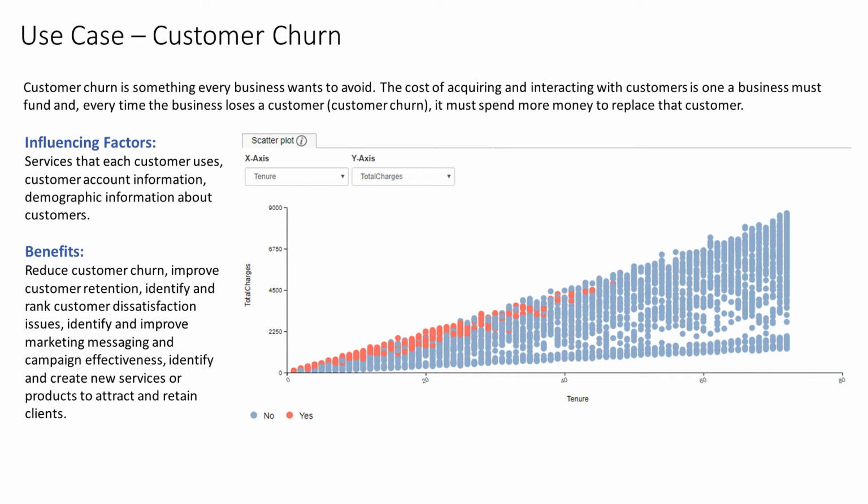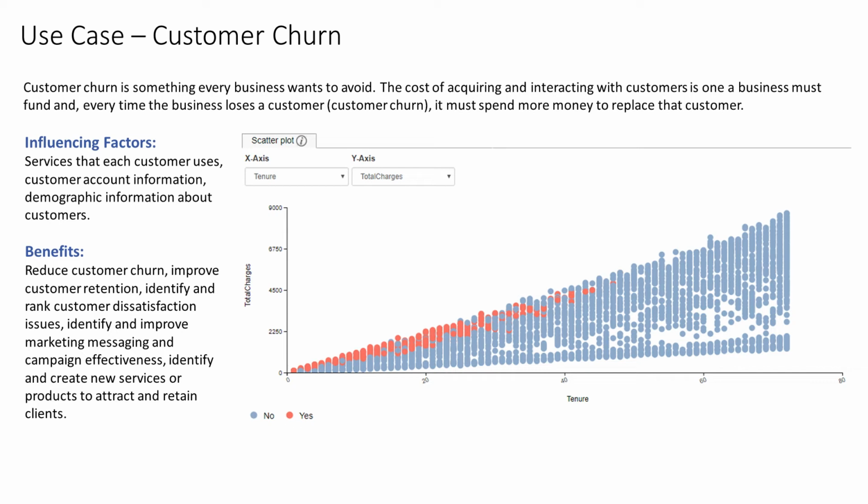You can alter marketing messages and campaigns to improve results and even create new products or services that will improve customer satisfaction and retention. Among the many considerations you might analyze for customer churn, your business use case might include services that each customer uses, like phones, the number of phone lines, internet services, online security, online backup, device protection, tech support, and streaming TV and movies.